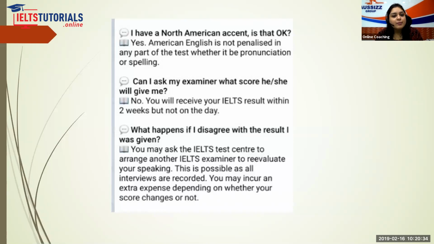Can I ask my examiner what score he or she will give me? No, this is not like that. You'll get this in 2 weeks. What happens if I disagree with the result I was given? You may ask the IELTS test center to arrange another IELTS examiner to re-evaluate your speaking. This is possible as all interviews are recorded. You may incur an extra expense depending on whether your scores change. So these are FAQs, students. If you're having any problem, you can have the questions, and you can solve your queries by reading these answers.